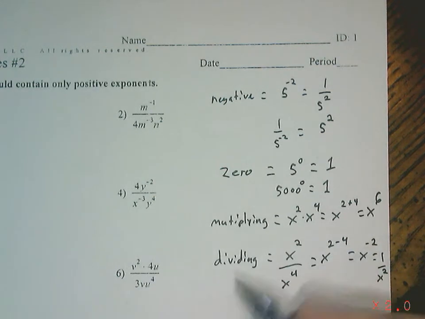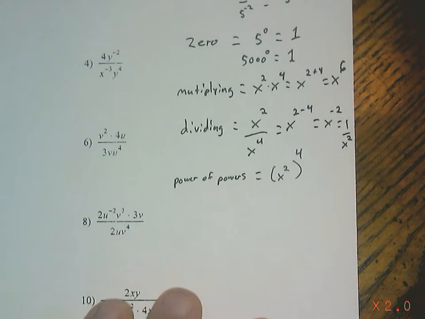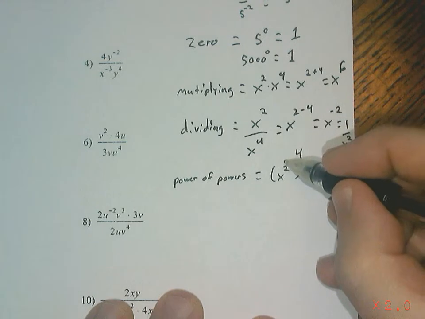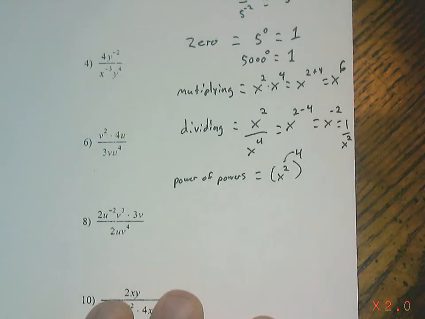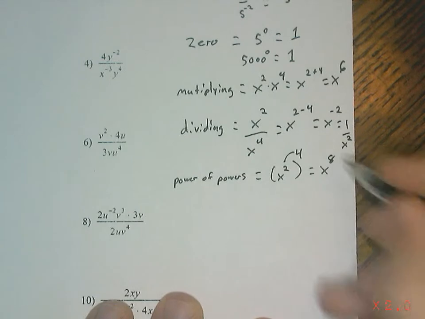Okay? And then the last one, we have our power of powers. That's when we have something like x squared being raised to the 4th power. When you have something like that, you are distributing the 4, or whatever's outside the parentheses, to the exponents inside. So that'd be 4 times 2, which is x to the 8th power.